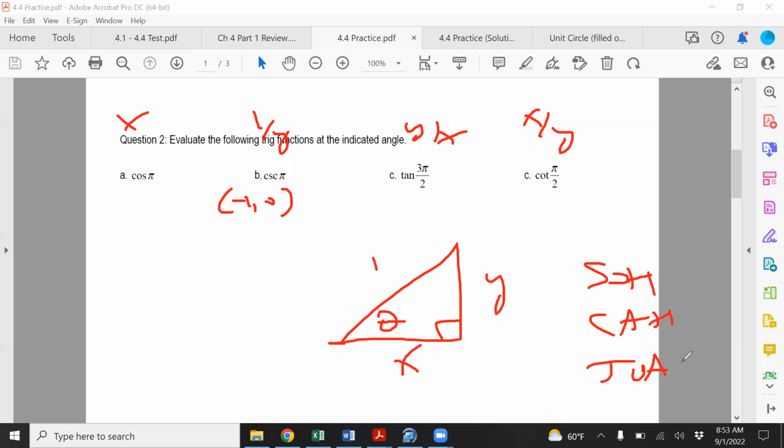If you do SOHCAHTOA, sine is y over 1, cosine is x over 1, and tangent is y over x. And flip for all the other ones. That's it.